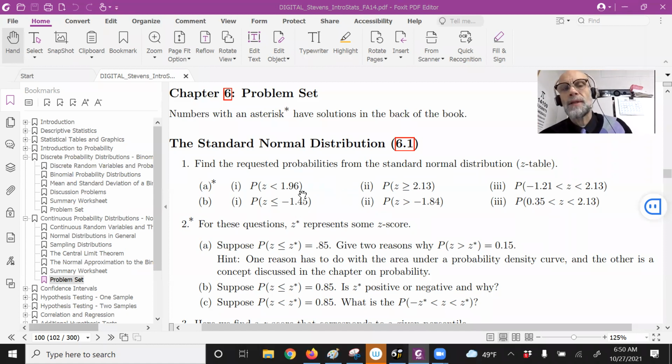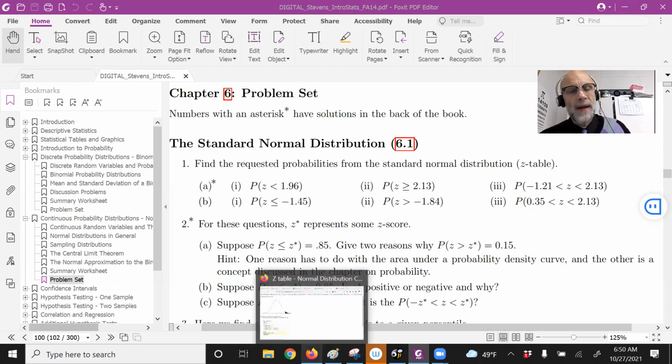And remember, if it's a less than, you can take the number right off the table. If it's greater than, you can do 1 minus the number off the table. If you're looking for the in-between ones, you get that probability off the table, get that probability off the table, then subtract them. It starts to be a bit of a hassle in that case.